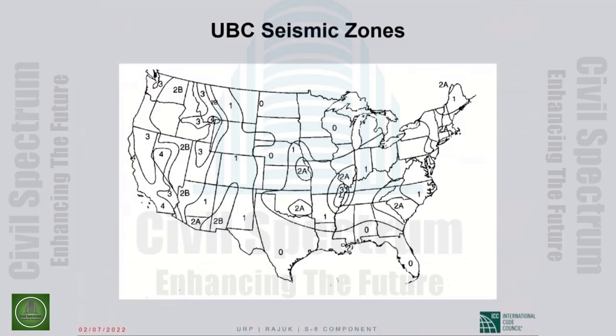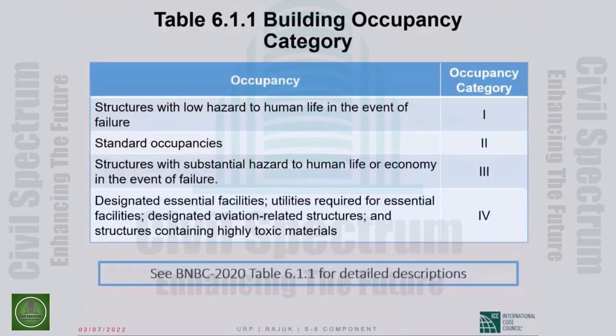Seismic zones were in the Uniform Building Code, and that is the last time in the US that we have used seismic zones. All the editions of the IBC have been based on seismic design categories, not zones. So UBC had zones 0 through 4, except there were 2A and 2B. The 0 was non-seismic, 4 was the highest seismic.